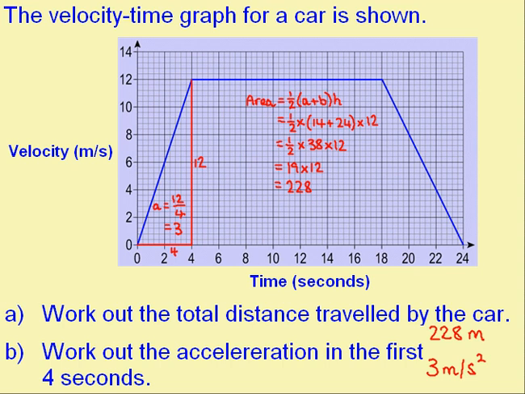Here are the answers. For part A, you should have worked out the area under the graph and got 228, so the distance travelled is 228 metres. For part B, you just needed to find the gradient of this part of the graph here, and that's 3, so the acceleration is 3 metres per second squared.